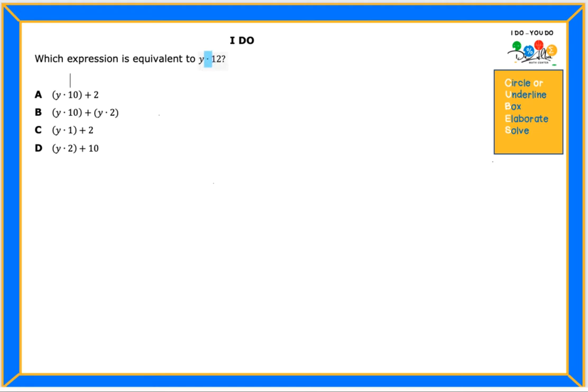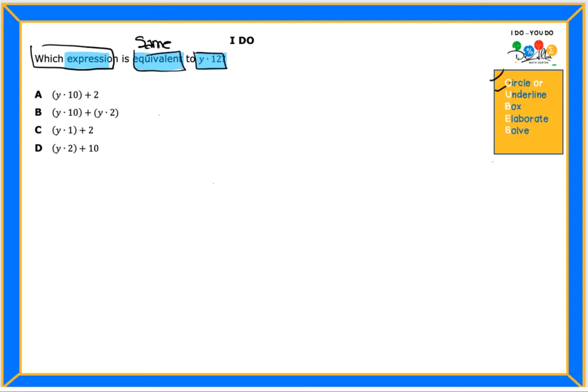Which expression is equivalent to y times 12? Okay, so I'm going to highlight the important information. They want to know an expression equivalent to y times 12. And I know that equivalent means they are the same. And I can box the question, which expression is equivalent to y times 12?